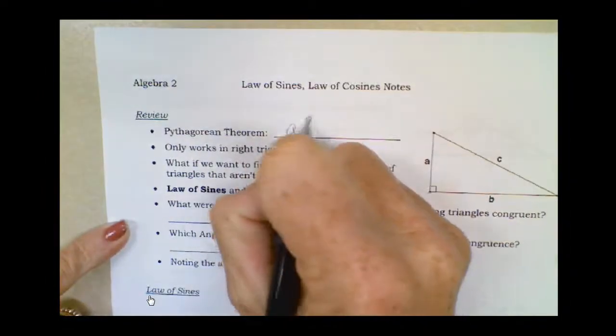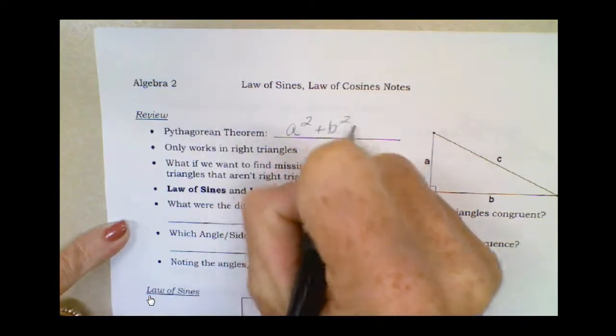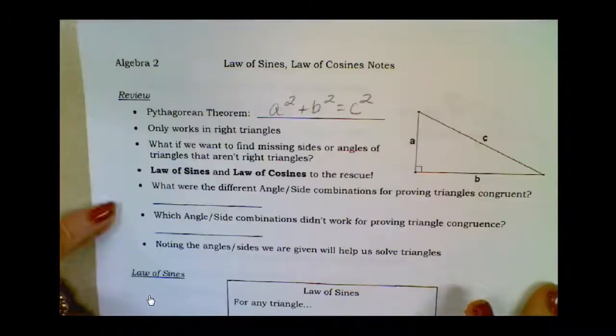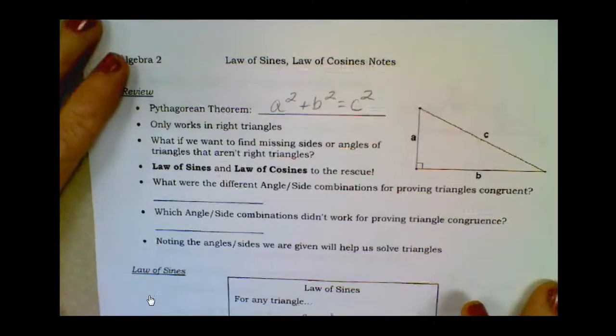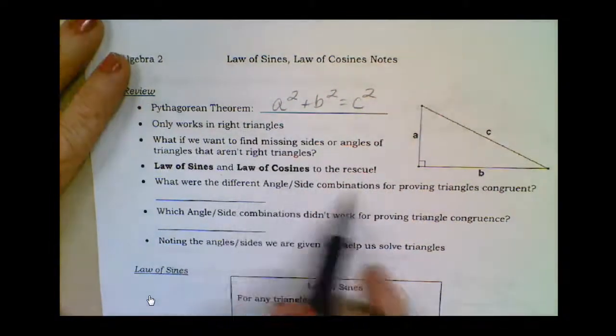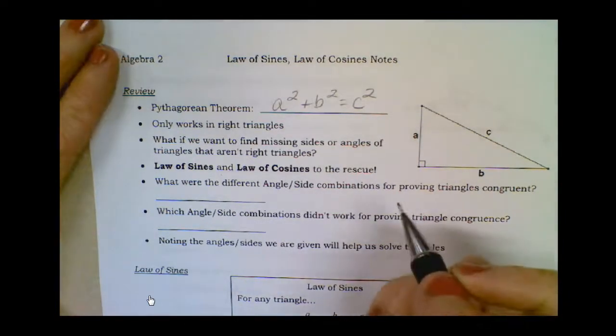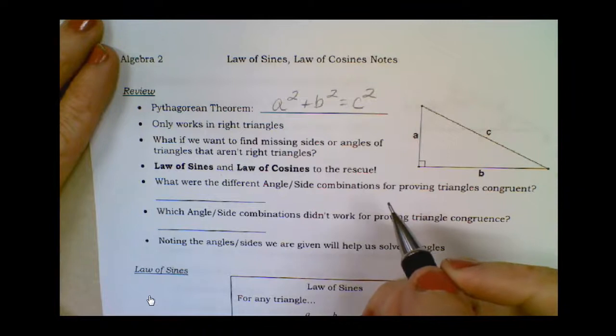When we have a right angle triangle, we know we can use Pythagorean theorem, which is, of course, a squared plus b squared equals c squared. Unfortunately, many triangles in the world are not perfect little right angle triangles, so we have to have something to help us figure out the measurements of those triangles. So the different angle side combinations that we use for proving triangle congruence, kind of interesting because I'm introducing my IM1 kids to this right now.